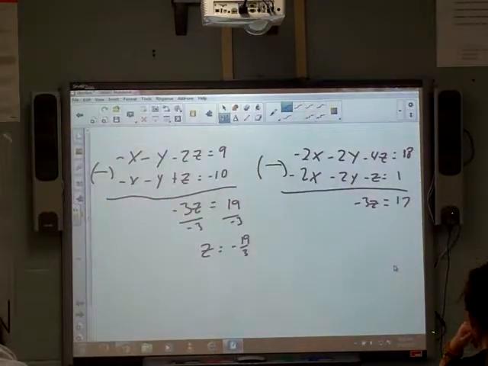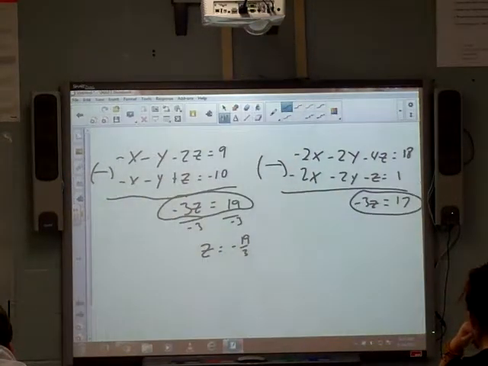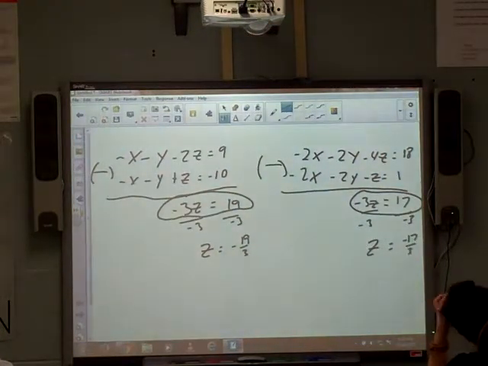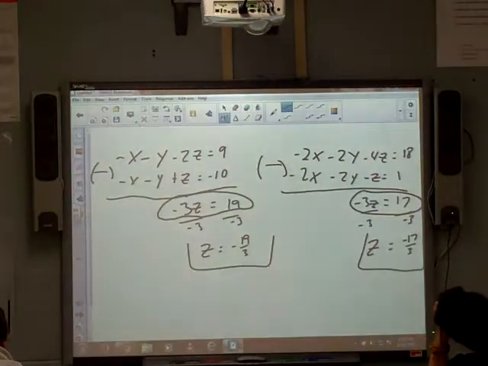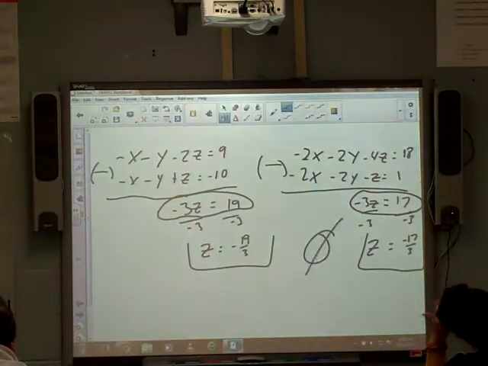Okay, this is why I know something is weird on this, because I've got to divide by that same negative 3 again. Compare this to this. Negative 3z is the same, but they're not equal to the same thing. If we divide by negative 3, that gets us z is negative 17 thirds. Is it possible to have z be two different answers? No, z's got to be the same thing every time. So that's what tells us that one's a no solution.